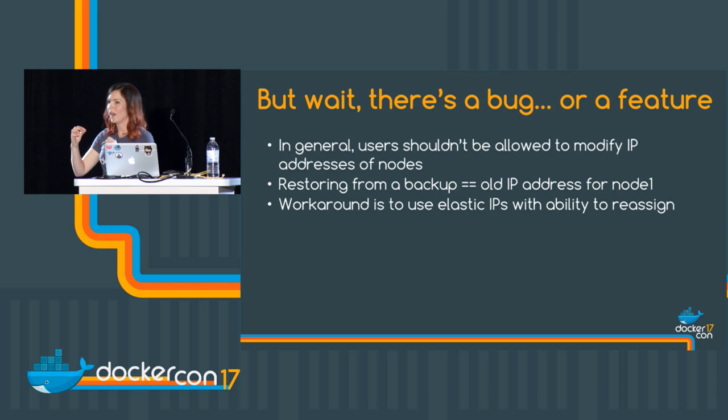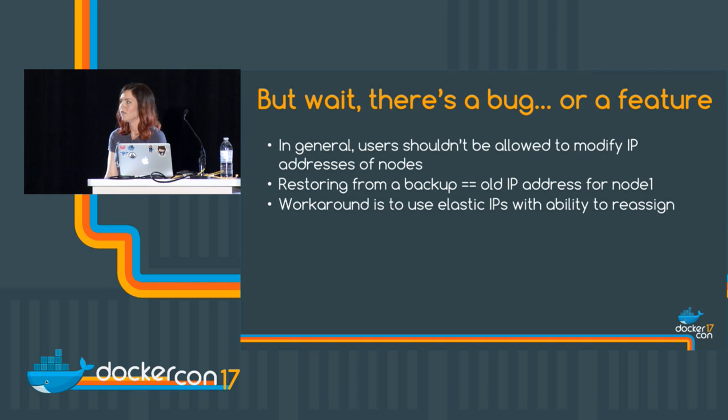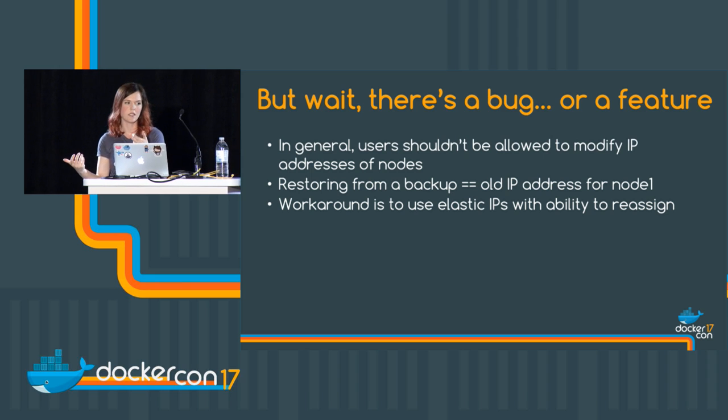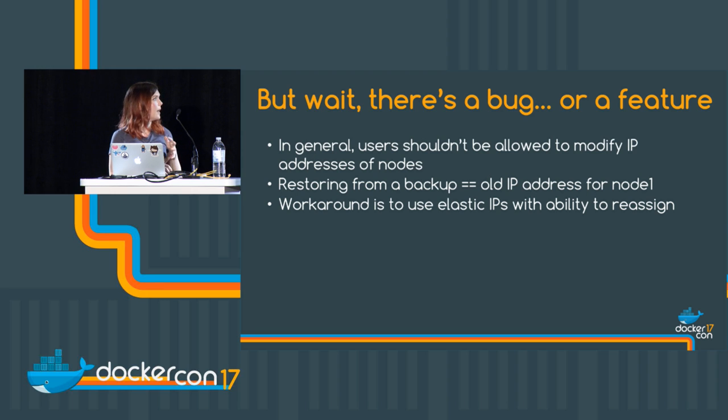When you restore from a backup, you are giving your cluster that old state and that old IP address, which means when you try to generate a token and join the Swarm, it's not going to work, because the Swarm leader is advertising itself on a different IP than is there. This is arguably a feature to protect yourself from disaster, but in this one particular case of restoring from a backup, it's less than ideal. One workaround is to use an elastic IP and reassign that IP to the new node that you bring up. You have to know that beforehand.